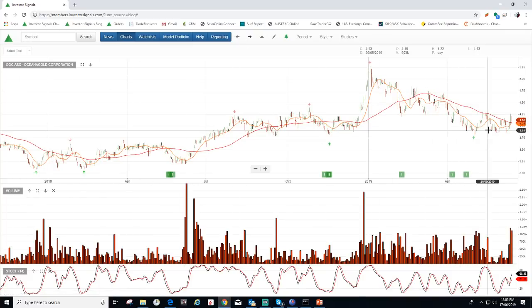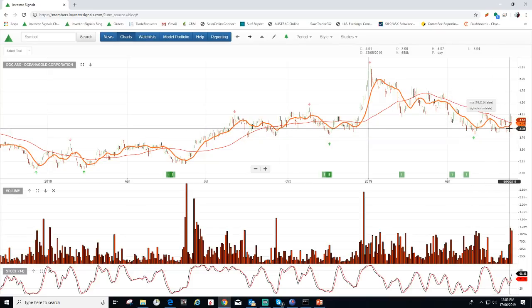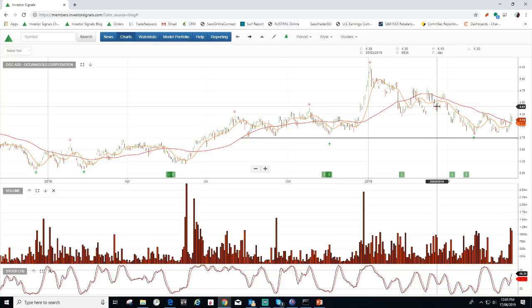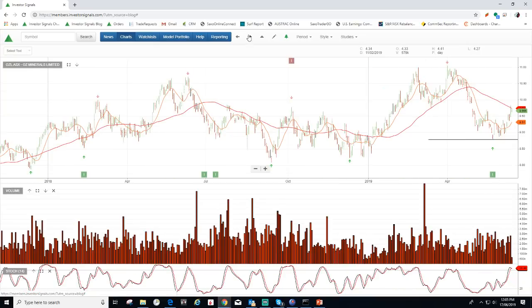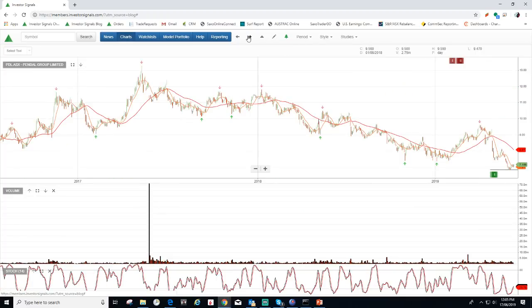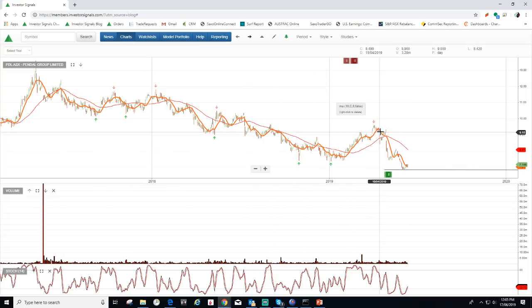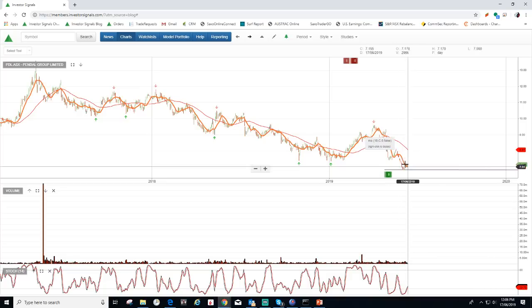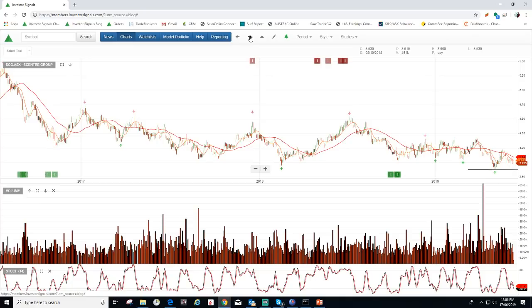Oceana Gold, add this to your watch list, so support here at around $4, but Oceana, North Star and Evolution have all done very well at the moment. Oz Minerals, so we looked at that one earlier, so switched from sell to buy condition, so around $9 there looks to be reasonable support. Pendle Group, just keep that on your watch list, maybe just watch the shorter term moving average here, but we're thinking that support starts to develop around this $7 level and we could see Pendle push a bit higher.